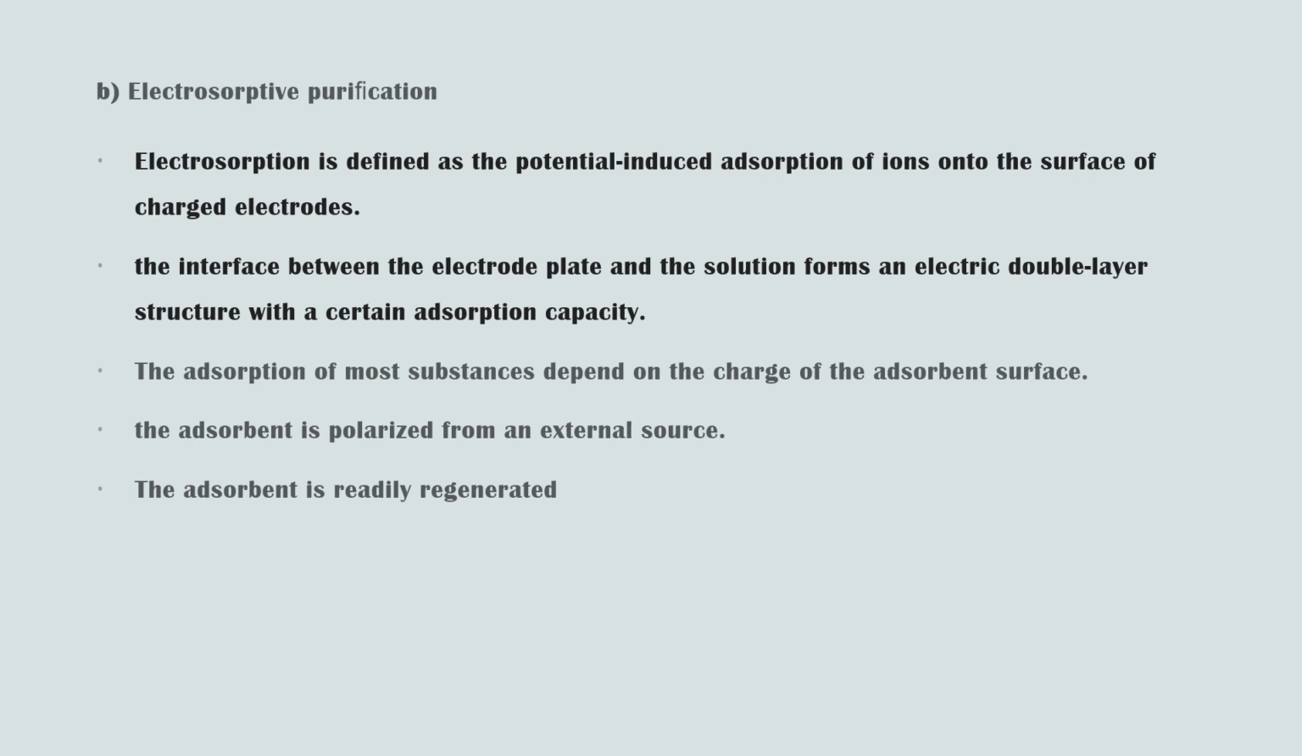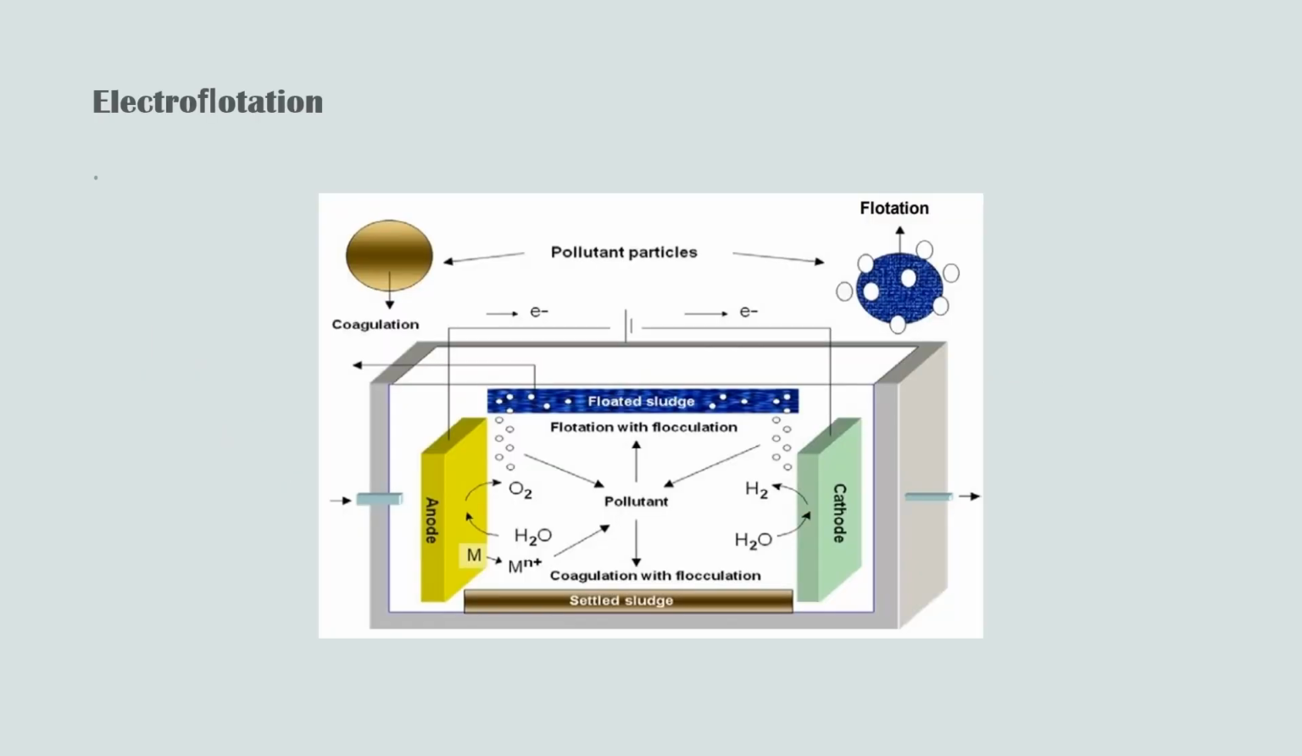In this electrosorptive purification, the adsorbent is polarized from an external source in such a way that its potential will be most favorable for the adsorption of particular selected contaminants. The adsorbent is readily regenerated afterwards by changing the potential to different values where the contaminants become desorbed from the surface of the adsorbent. Purification of water by electroflotation is of interest too.